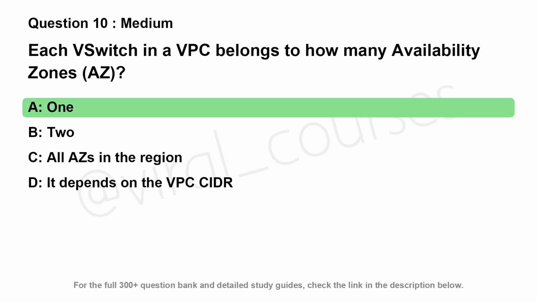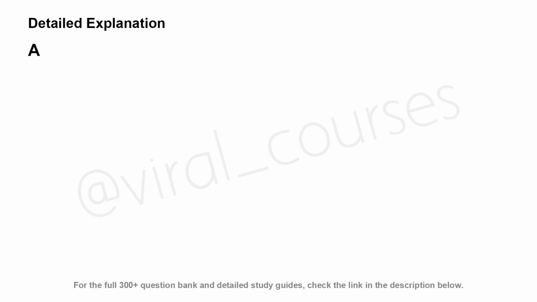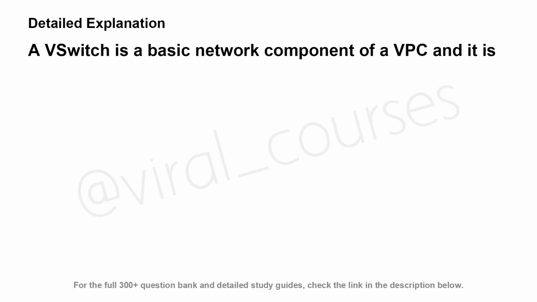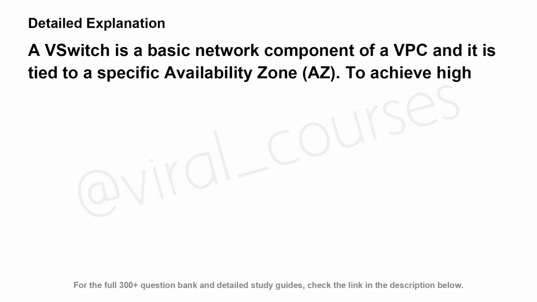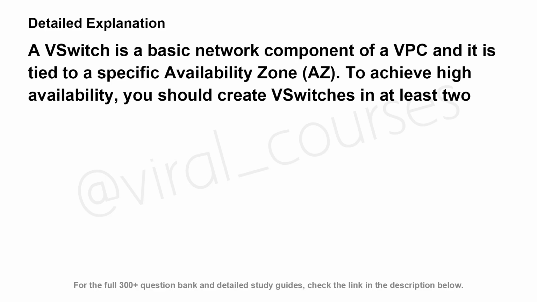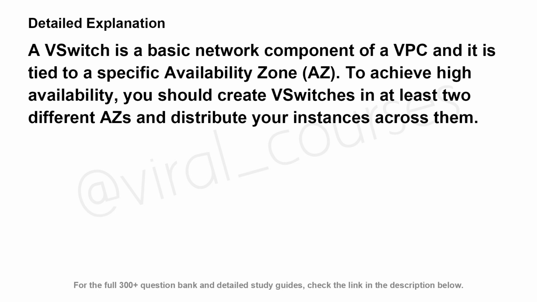The correct answer is A. A vSwitch is a basic network component of a VPC and it is tied to a specific availability zone. To achieve high availability, you should create vSwitches in at least 2 different AZs and distribute your instances across them.